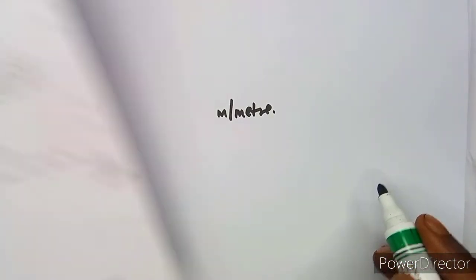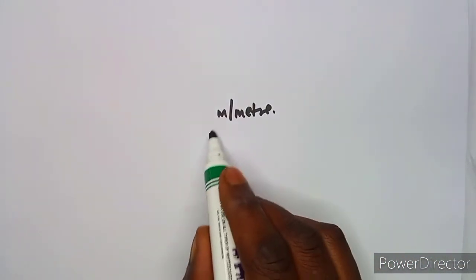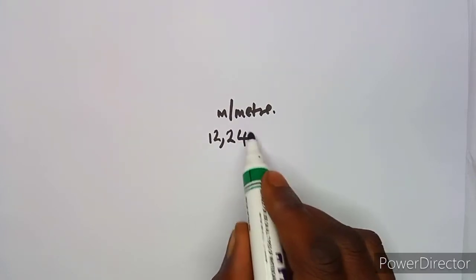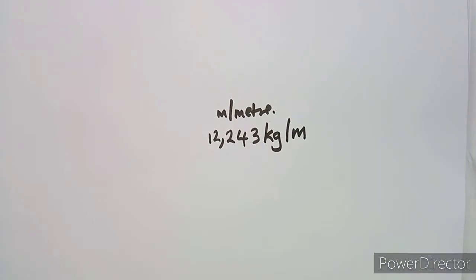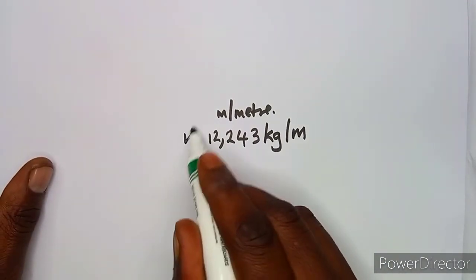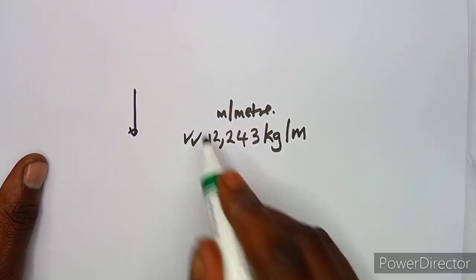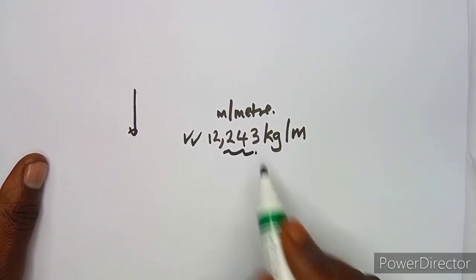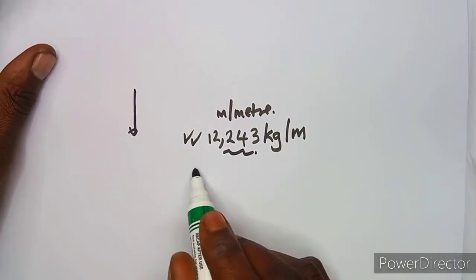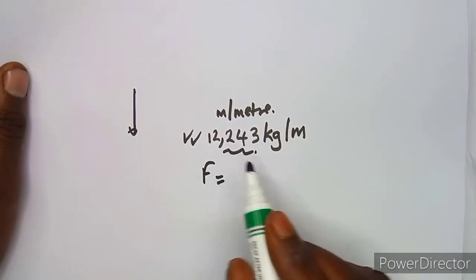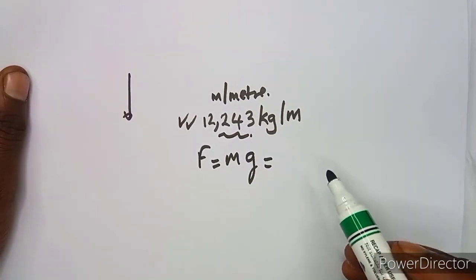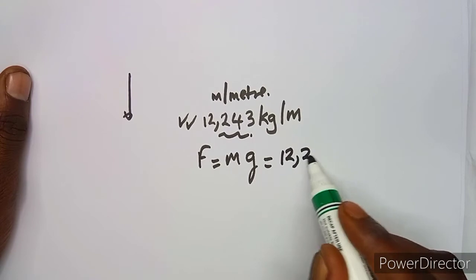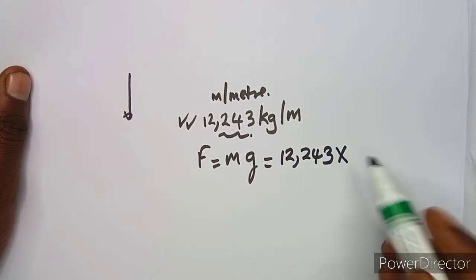This is what we are given, which is 12,243 kg per meter. So we are supposed to calculate the force there, which is the weight actually, because this is facing down. So we need the weight component for this mass. The weight there is going to be mg, which is mass times the gravitational acceleration. So it's 12,243, which is the mass, times the gravitational acceleration.